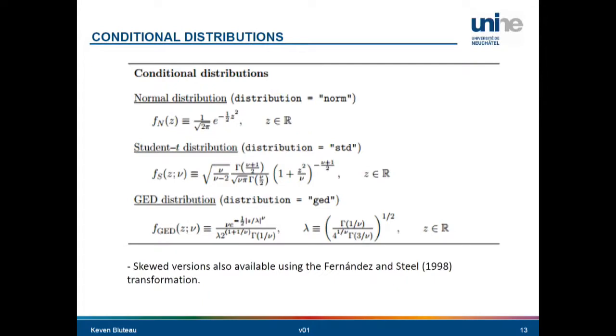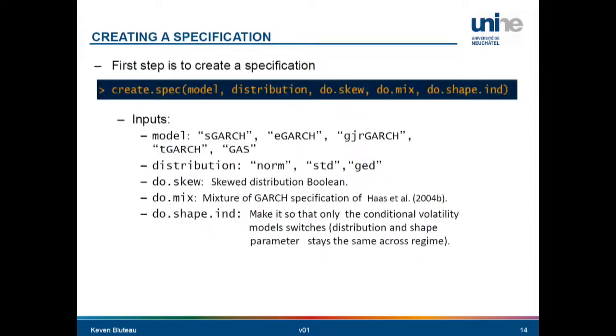We have a lot of distributions that are commonly used in financial data. We have the normal one, the Student t, and the GED distribution, as well as skewed versions of them with the Fernandez and Steel transformation.